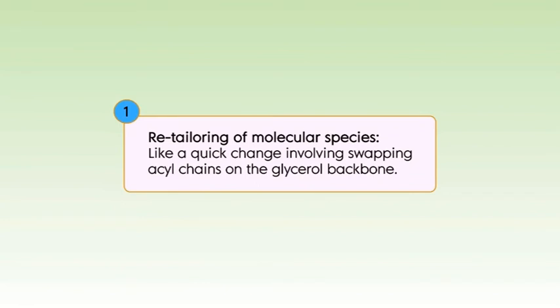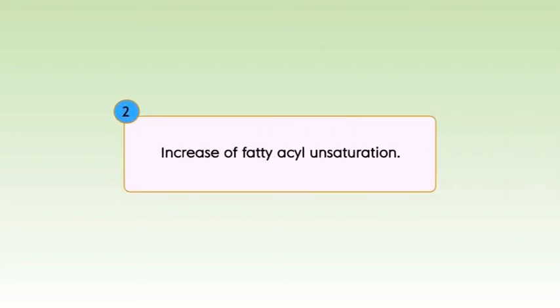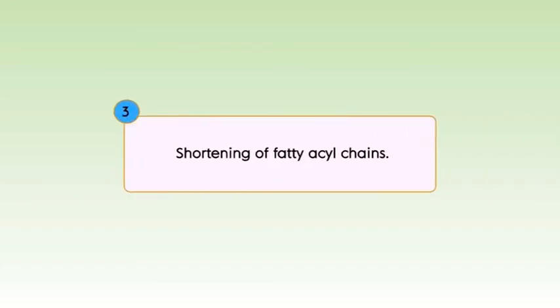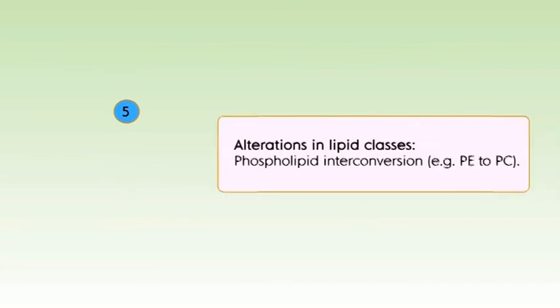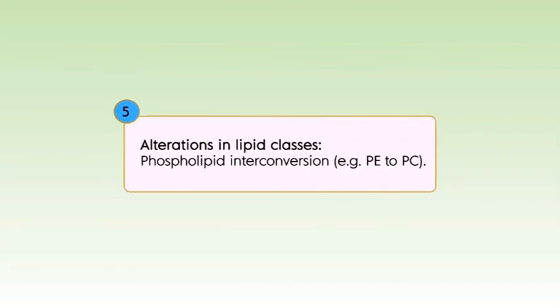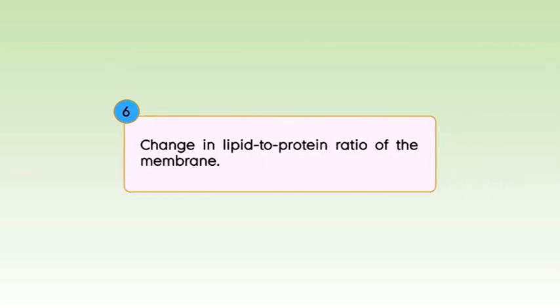The changes in membrane composition caused by lower growth temperature in different poikilotherms are retailoring of molecular species, like a quick change involving swapping acyl chains on the glycerol backbone, increase of fatty acyl unsaturation, shortening of fatty acyl chains, alteration of fatty acid type, alterations in lipid classes like phospholipid interconversion from phosphatidylinositol to phosphatidylcholine, and change in lipid to protein ratio of the membrane.